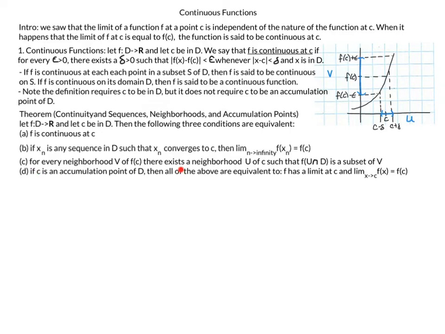And last is how if f is continuous and c is an accumulation point of D, then all of the above are equivalent to f has a limit at c and the limit is equal to f of c.